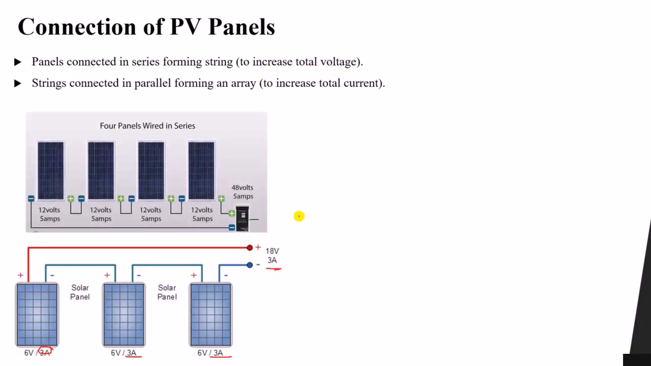Here the same idea, you can see 12 volt 5 ampere, 12 volt 5 ampere, and so on. When they are connected in series, you can see a positive with negative, positive with negative, different terminals. When they are connected with each other, it means we have a series connection. So you can see the final output is the same current, 5 ampere, but the voltage is the summation, 12 plus 12 plus 12 plus 12, which is 48 volt.